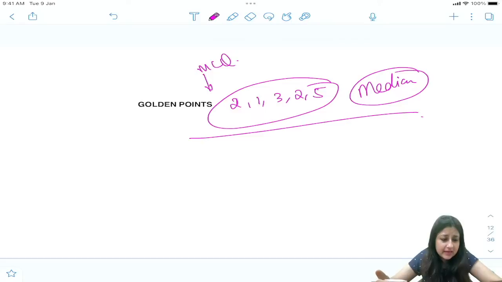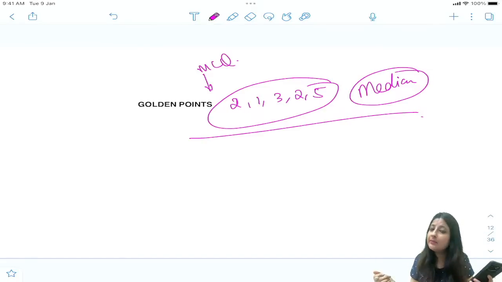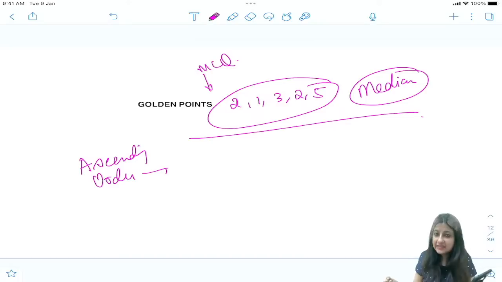Kushi says 3. Brinda, Prakhar say 2. Suraj is the one who's saying 2.5. So now, what is the mistake you guys are making? Have you arranged it in an ascending order? Please don't do that. What have we learned? Ascending order. Did you arrange in an ascending order, everybody? Let's arrange it first.